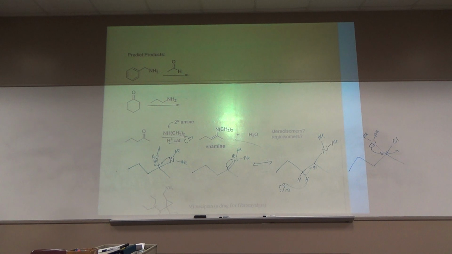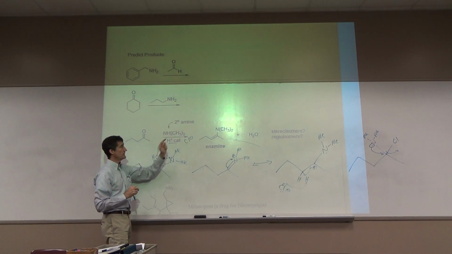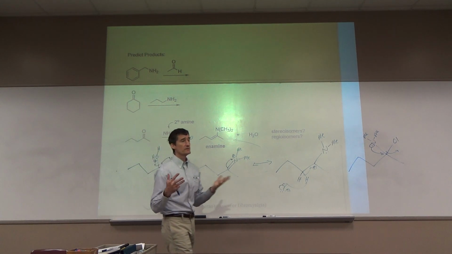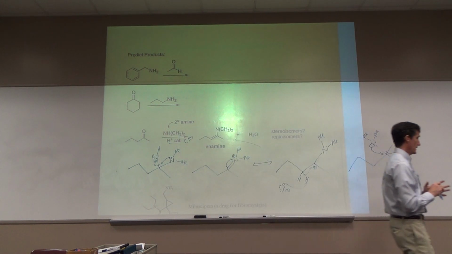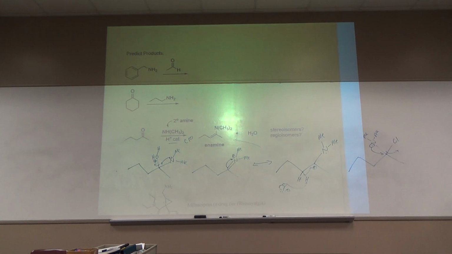Enamines come from the secondary amine. Tertiary amine doesn't give any product. Tertiary amine is not going to give a product. You're not going to be able to isolate something from that.